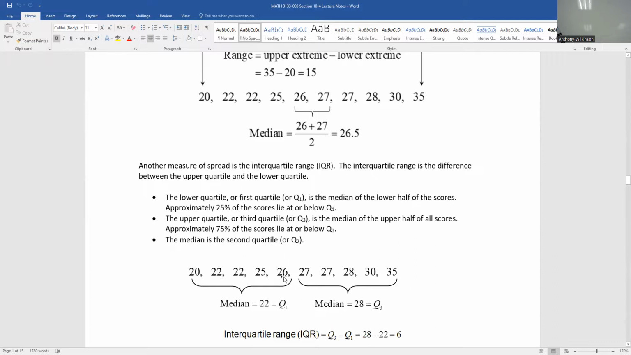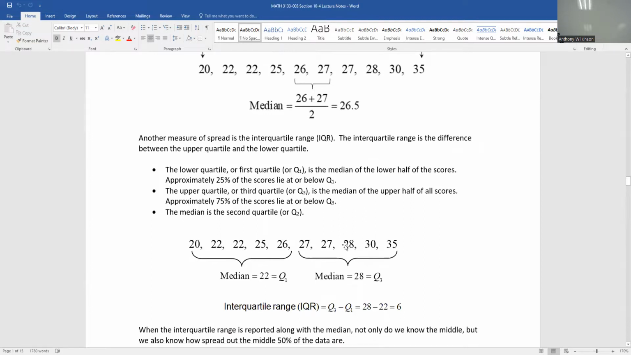So like in this data set here, the same data set that we looked at from the beginning. Here we have 10 data values. So we have to look at the bottom 5. We split the data set in half. We have the bottom 5 here, and then the top 5 right here. So for the bottom 5 data values, you can see here the median is that middle number. That's going to be 22. So the median is 22, or the first quartile. That represents the median of the lower half of those scores.